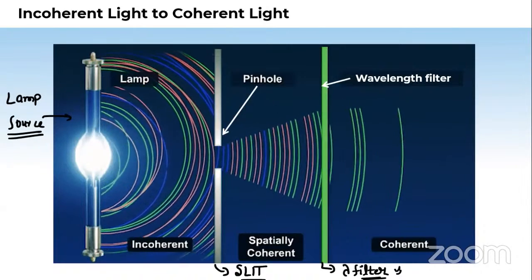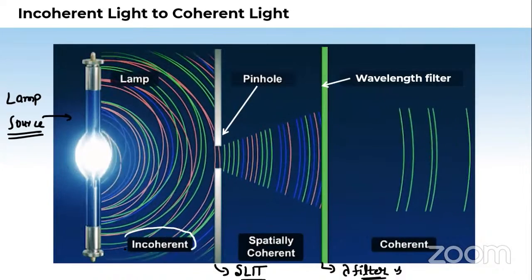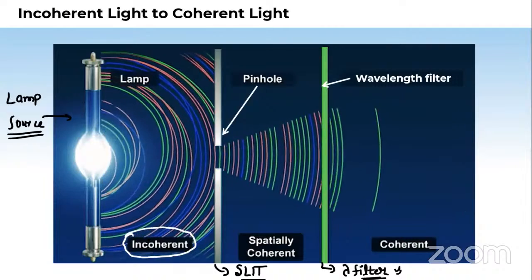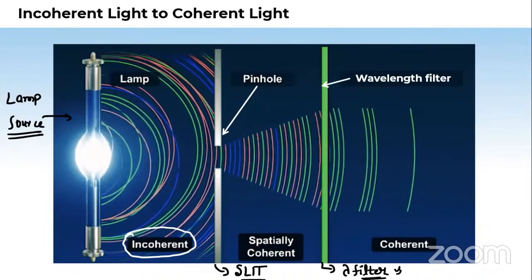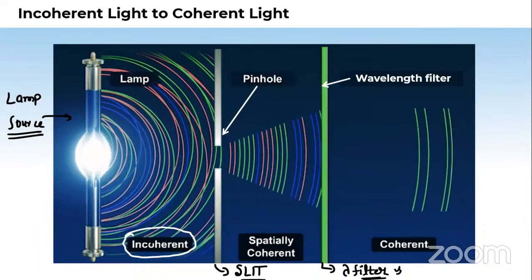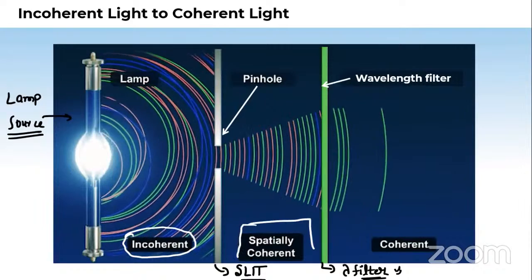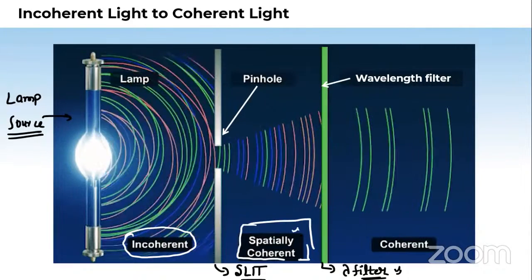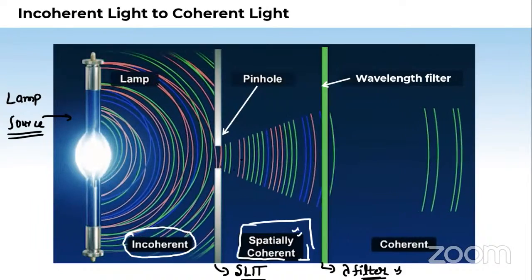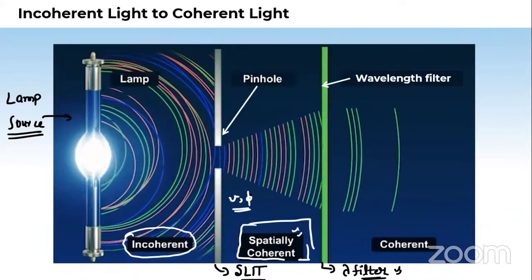Now, one thing to understand is this. Here, this is an incoherent source. Incoherent matlab, what is incoherent? Again, definition: having random frequencies and phase differences. But here it's coherent. Coherent matlab, you know it: constant frequency and phase difference. Frequency and phase difference is constant in a coherent source.